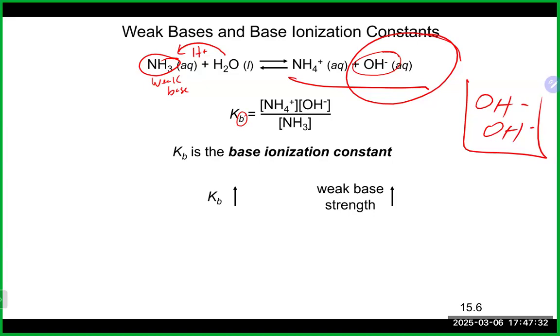Once again, much like the acid part, when we're talking about the strength of a weak base, we could have a stronger weak base than another weak base, but all weak bases will be less strong than any strong base that we have. So something like sodium hydroxide will be a much stronger base than any of these weak bases. Any questions on that?